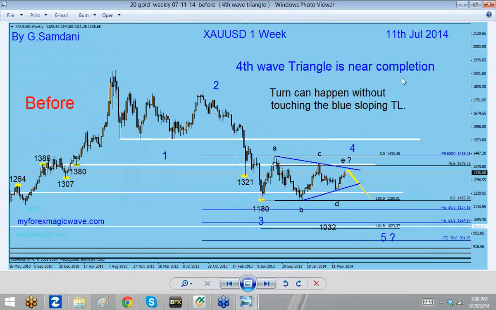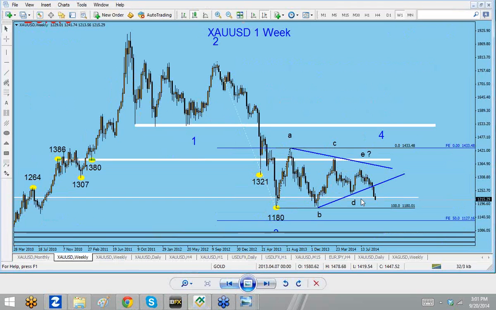So look, this chart here, I made it around the 11th of July, and I told you that while it was going up, the turn can happen without touching the blue sloping teal line. Everybody was saying it's going up for the E wave, but I had a very good feeling that it was going to take a turn. And it took the turn from there, all the way down to here right now, breaking this very important line. Breaking this, now we're going to drop to these levels. Be ready for that.